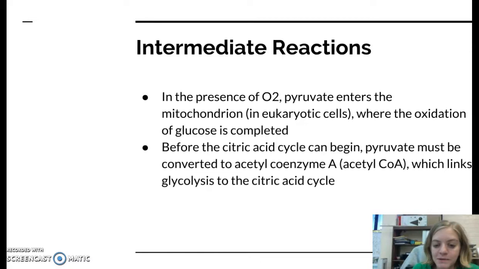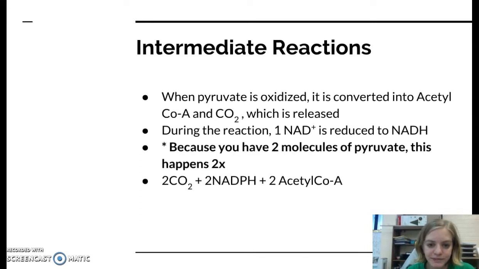The pyruvate must be converted into something called acetyl coenzyme A, and the way that most scientists refer to this is acetyl-CoA. This is the link between glycolysis and the citric acid cycle. So glycolysis gives you the 2 pyruvate, but you can't quite use that, so we convert it to acetyl-CoA.